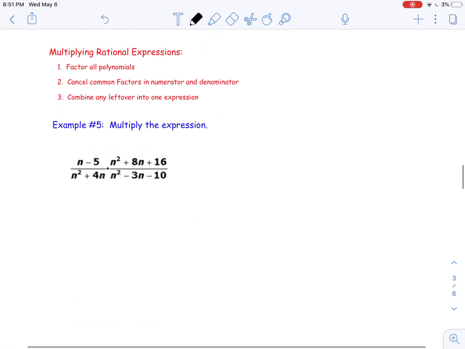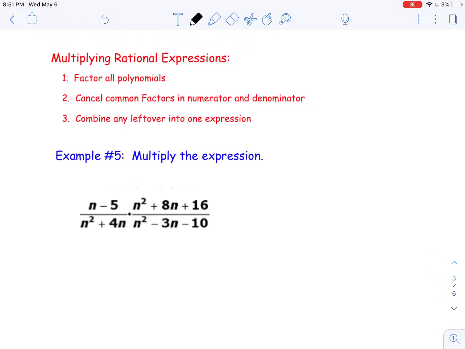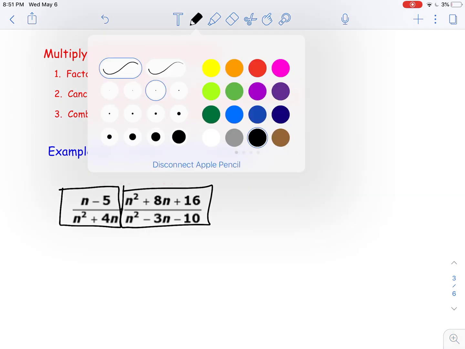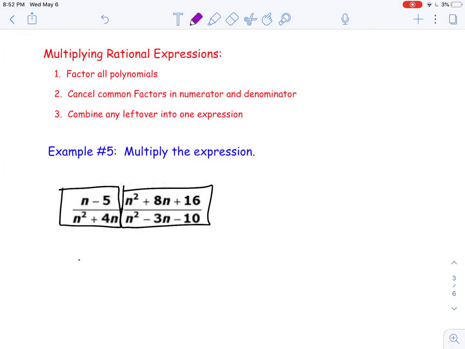I have one more multiplying and then we'll do dividing. So this has a lot going on. It's hard to see this. It's kind of split together here, but we have one fraction here times another fraction here. So we're going to factor everything first. The top, n minus 5, can't factor. n squared plus 4n, I can take out an n. So we get n times (n plus 4).